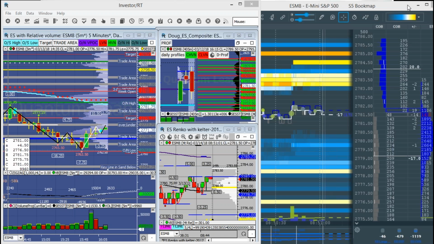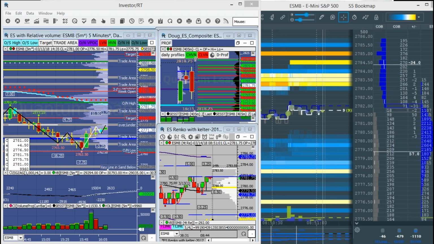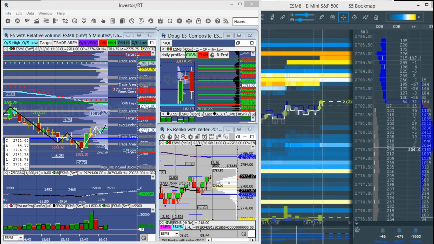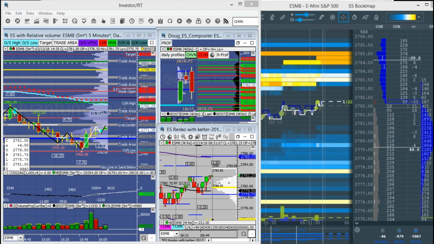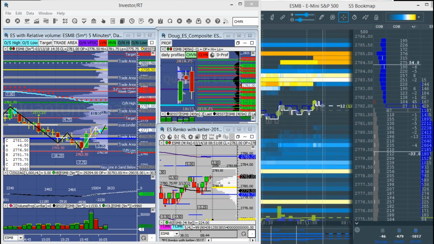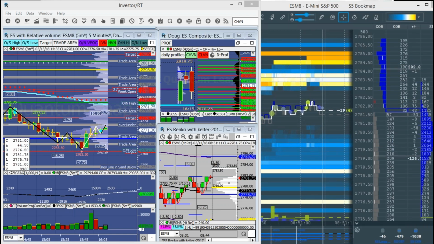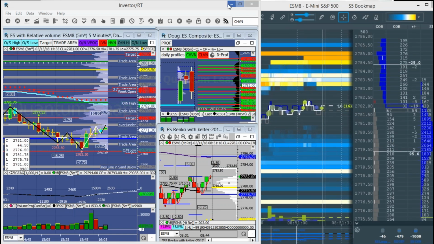Don't forget that it is quad witching. It is Wednesday on quad witching, so the rollover from the March contract to the June contract, the June contract should have most of the volume in it now.